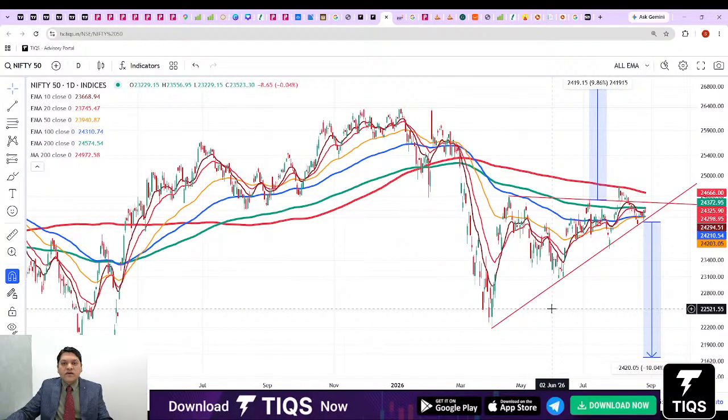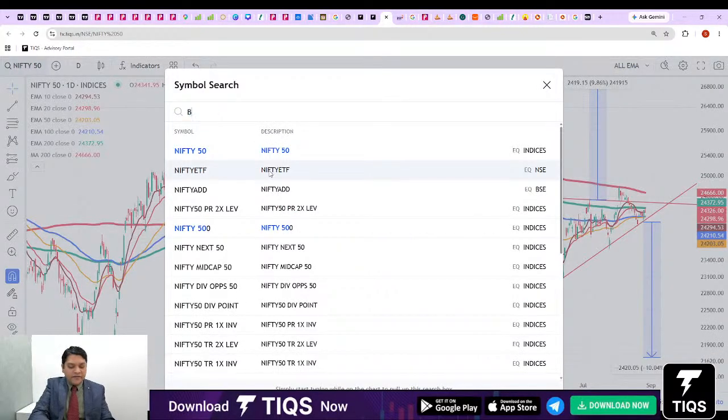Without stop loss do not work in markets. So right now the bias is negative. Now we will go towards the Bank Nifty.